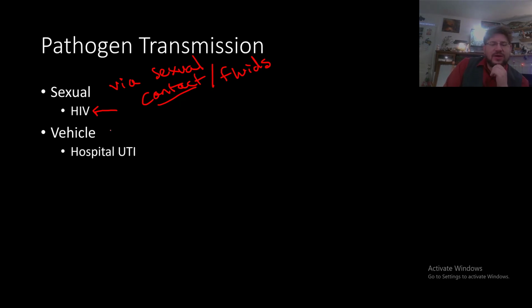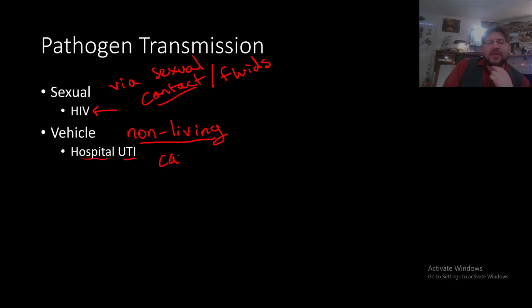All right, vehicular transmission. So vehicular transmission is a transmission on a non-living structure. For instance, in hospitals, UTIs are transmitted quite frequently because of the... hey, help me out. What's the tube?